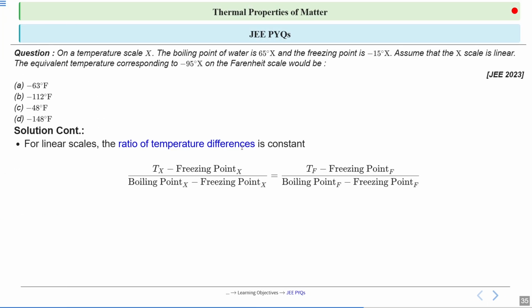So for linear scales, the ratio of temperature differences is constant, and we can write Tx minus freezing point in X scale divided by boiling point X minus freezing point X is equal to Tf minus freezing point F divided by boiling point F minus freezing point F. So using this concept, we will put all given terms in the relation. So it will be Tx minus minus 15 divided by 65 minus minus 15 is equal to Tf minus 32 divided by 212 minus 32.